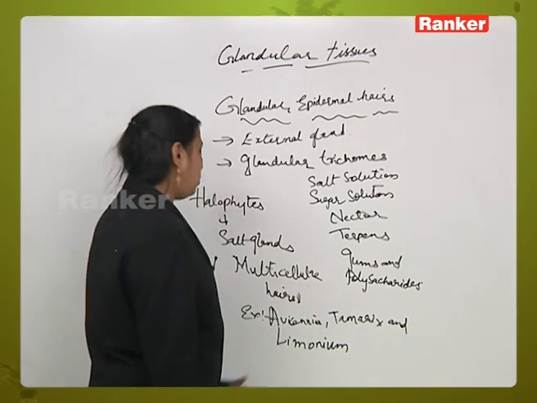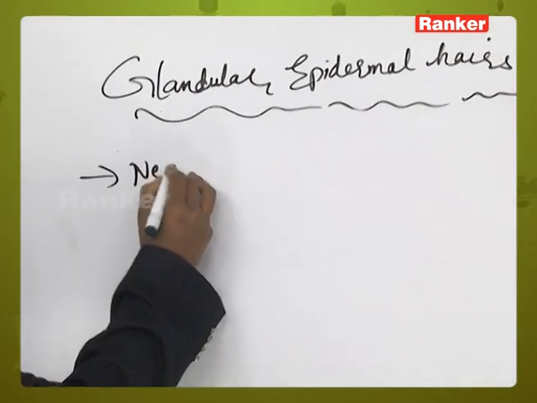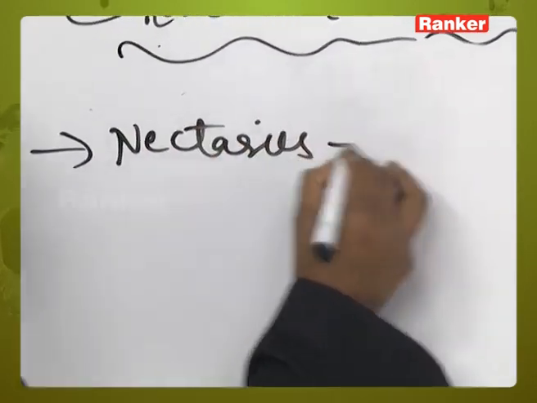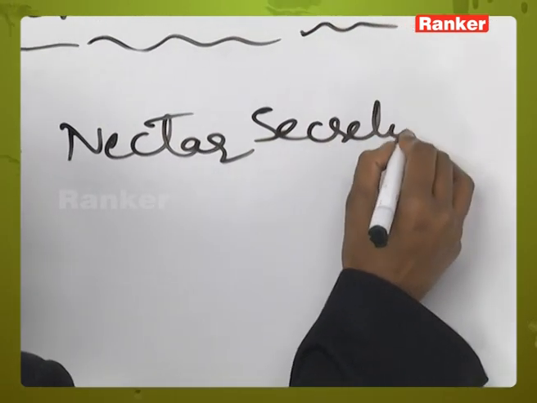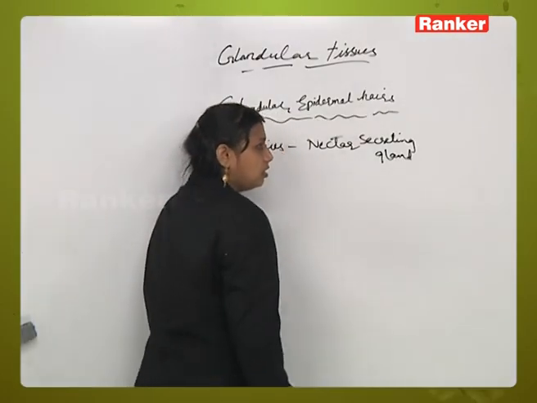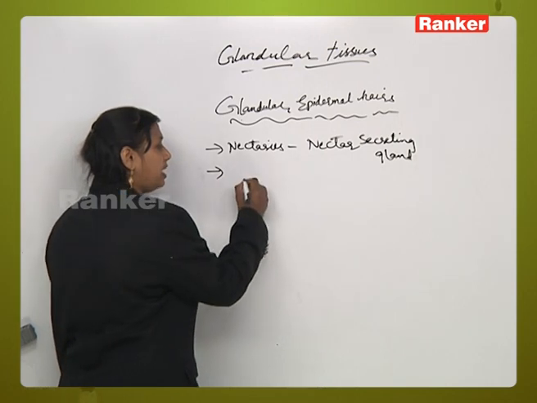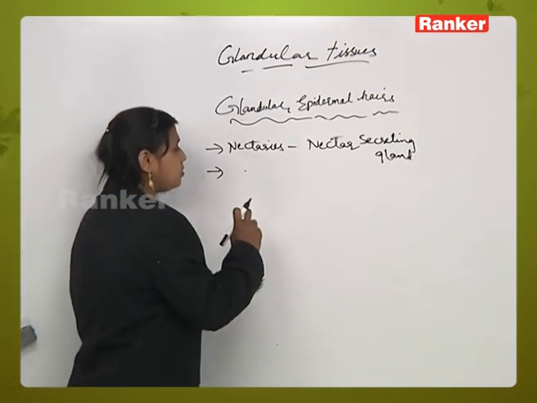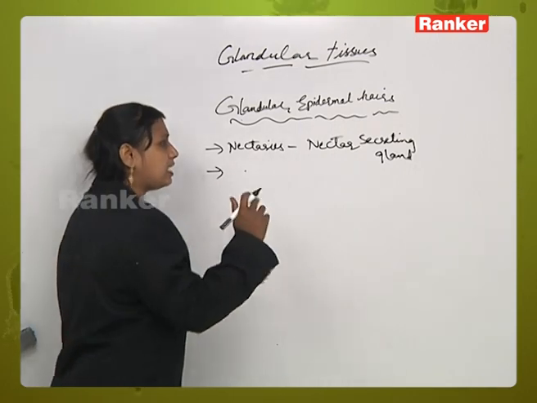Now, one more point: the nectar secreting glands are called nectaries. These are nectar secreting glands. The hairs which are associated with this type of glands are called nectar secreting trichomes.